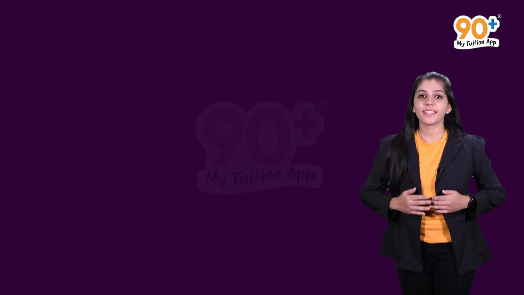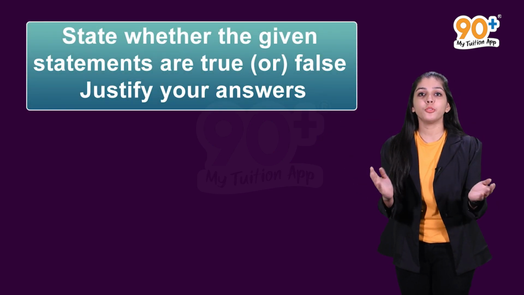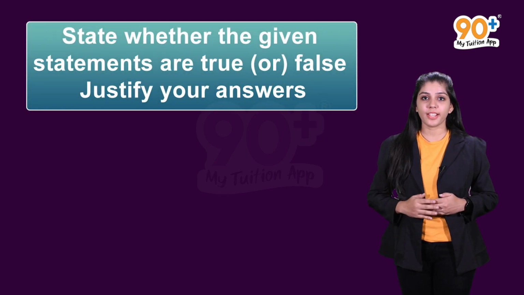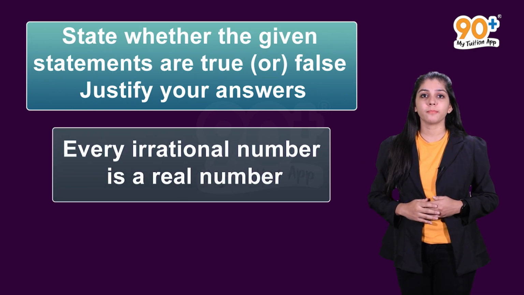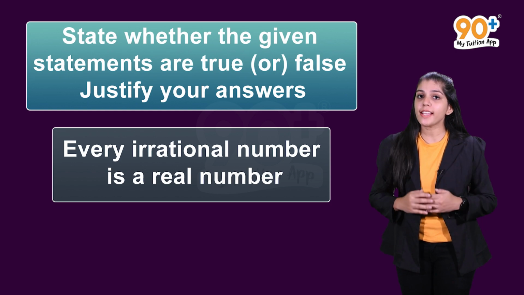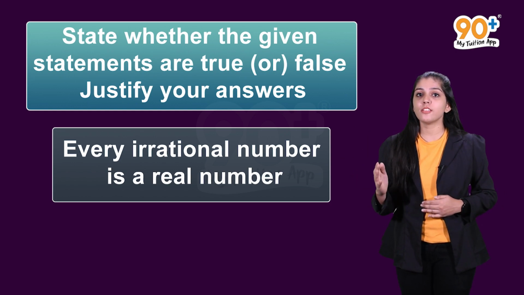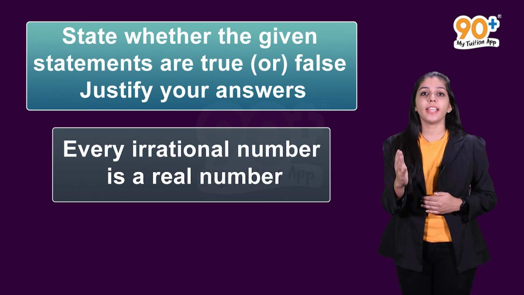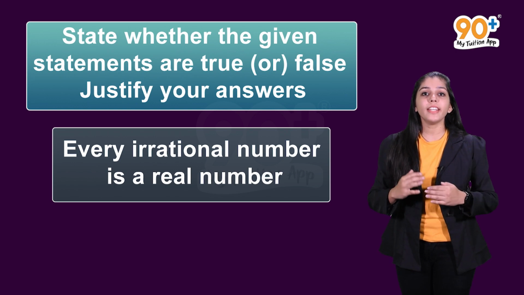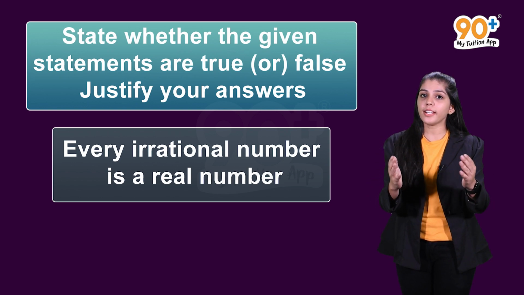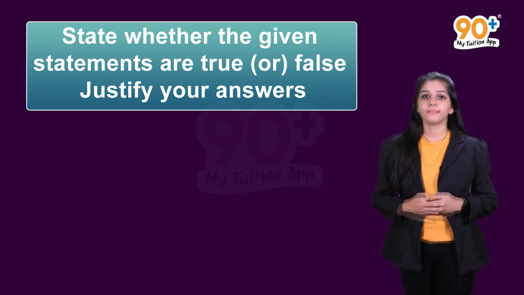Let's discuss some exercise problems. State whether the following statements are true or false. We have the first statement: every irrational number is a real number. Students, before answering this question, recall that real numbers comprise all the natural numbers, integers, rationals and irrationals. So every irrational number is also a real number. So the given statement is true.